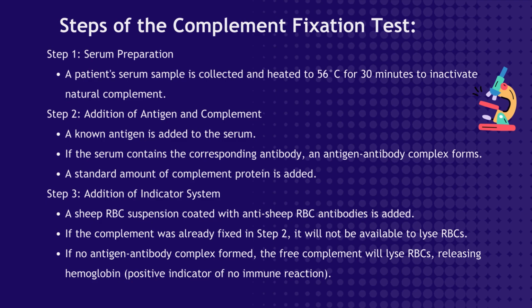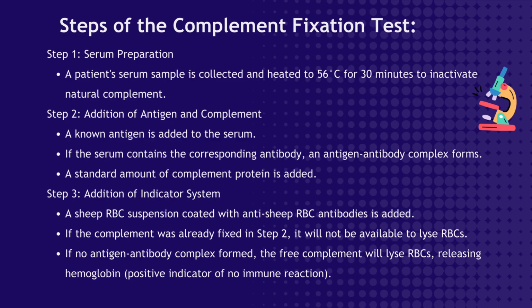Step 1, serum preparation: A patient's serum sample is collected and heated to 56 degrees Celsius for 30 minutes to inactivate natural complement. Step 2, addition of antigen and complement: A known antigen is added to the serum. If the serum contains the corresponding antibody, an antigen-antibody complex forms. A standard amount of complement protein is added.